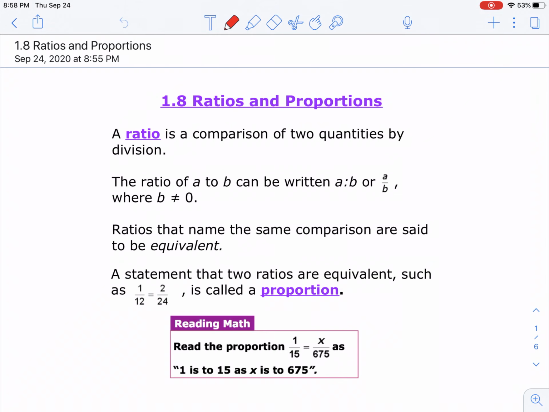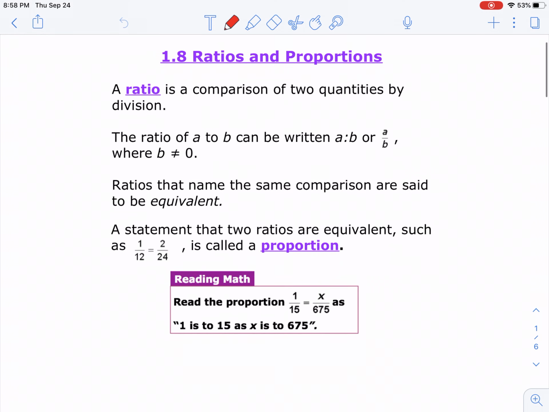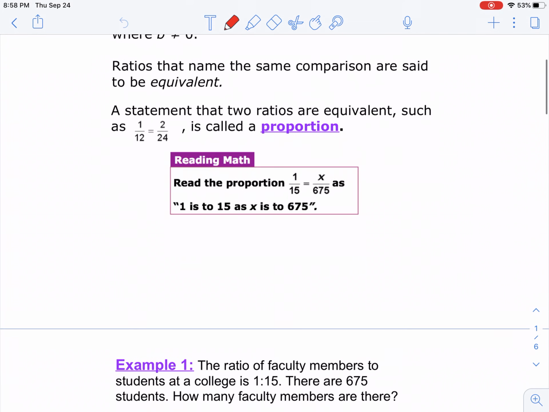Okay, everyone, next lesson, 1.8, ratios and proportions. This is a review. You should have plenty of experience with ratios and proportions from middle school math. A ratio, as you know, is just a fraction, like 1/4. A proportion is when you have a fraction equivalent to another fraction, like 2/8. That's a proportion, when you have one fraction equal to another fraction.